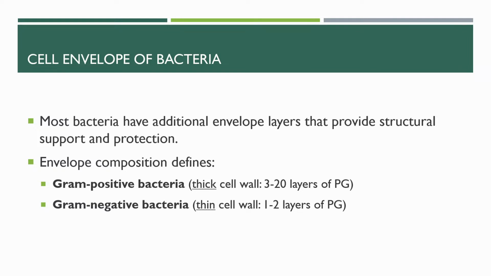The cell envelope of bacteria, there's some bacteria that have an additional envelope layer. And so we discussed the inner membrane, the cell wall, both are components of this cell envelope. But the envelope composition really helps to define whether a cell is gram-positive or gram-negative.